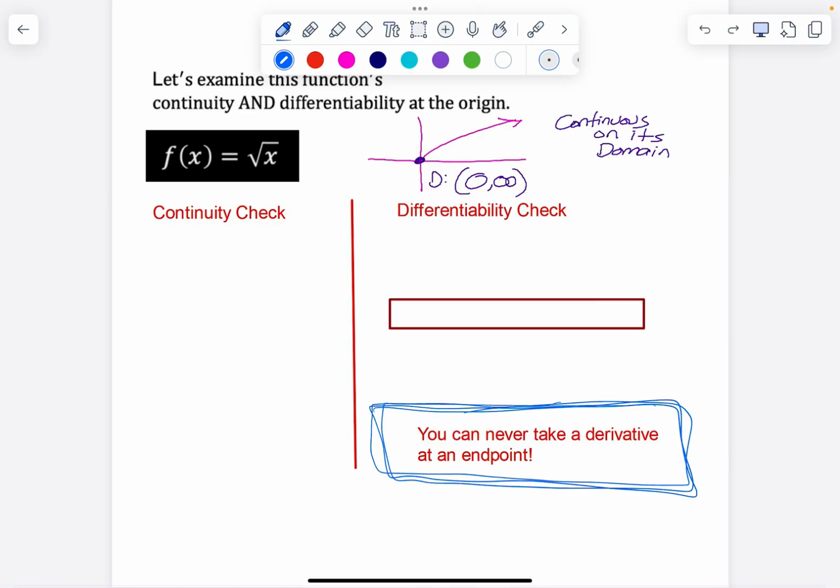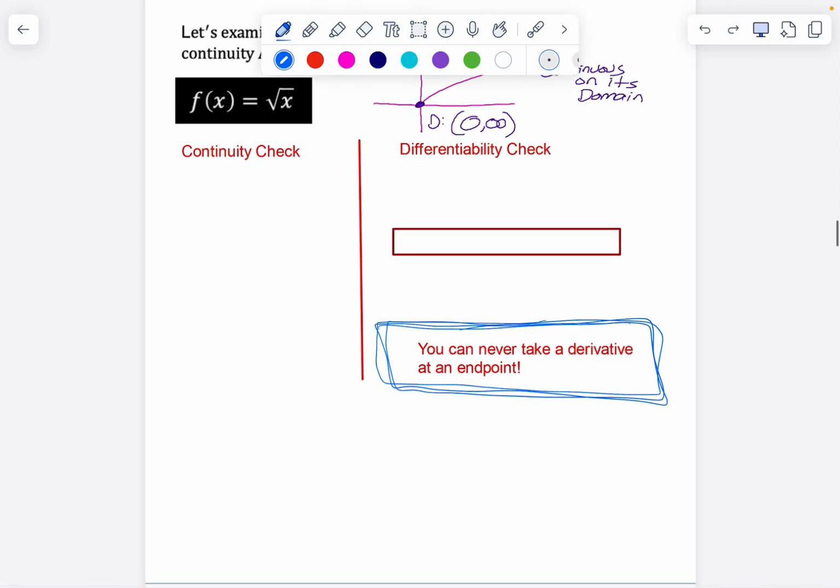So let's be a little bit more specific. It's kind of like the idea of a limit. There's no limit from this side. Yeah, there's nothing coming, good job. That's exactly right. There's no limit coming in from one side, right? It's only one side here. So you can't take a derivative at an endpoint. So this function would be differentiable everywhere except at the beginning. Okay, what we would call that.